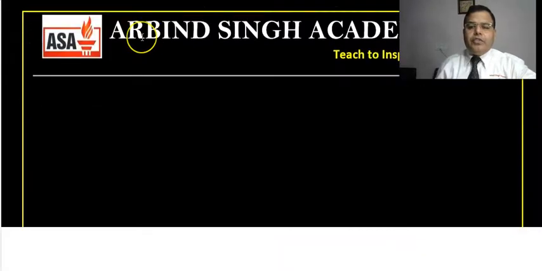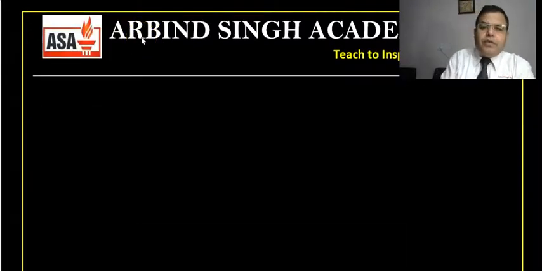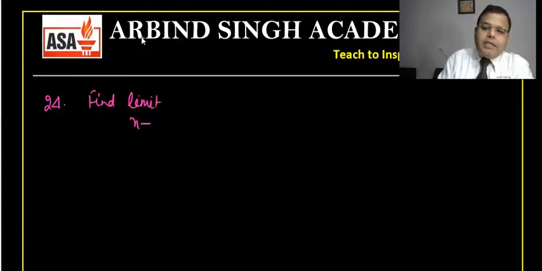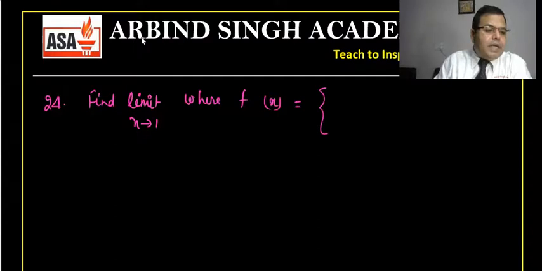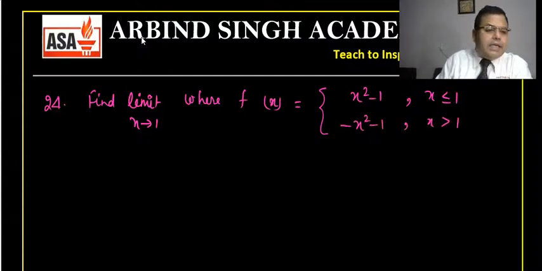Okay. Now the next question is question number 24. So let us see what this question number 24 is. Question number 24 says: find limit x tends to 1 of f(x), where f(x) is defined like this. f(x) is equal to x square minus 1 when x is less than 1, and it is minus x square minus 1 when x is greater than 1.